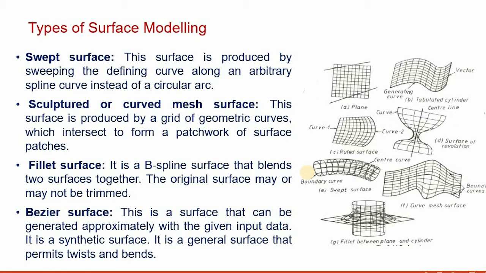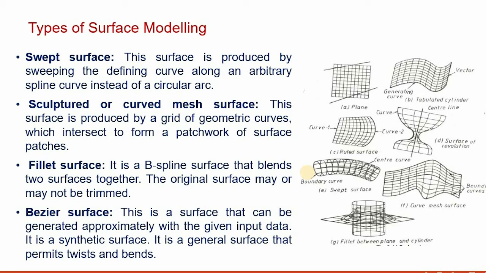The sculptured or curved mesh surface. This is a surface produced by a grid of geometric curves which intersect to form a patchwork of surface patches. The grid of geometric curves helps to create the patchwork of the surface. So it's called the sculptured or curved mesh surface.